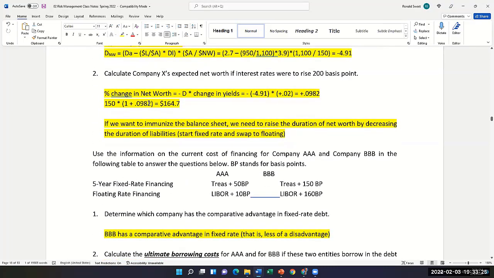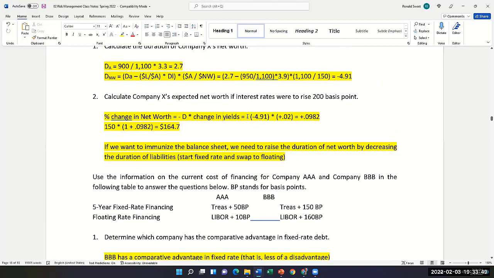Calculate the firm's expected net worth if interest rates were to rise 200 basis points. Remember, this problem has nothing to do with the question I asked you about the board's requirements, but I don't have that problem in here. This formula you should know: the percentage change in net worth equals minus duration times the change in yield. And you notice I'm real picky on the signs. So minus duration, minus 4.91, times the change in yields, 200 basis points is 2%, but they're rising. So if interest rates were to rise 200 basis points, this bank's net worth would actually increase 9.82%.